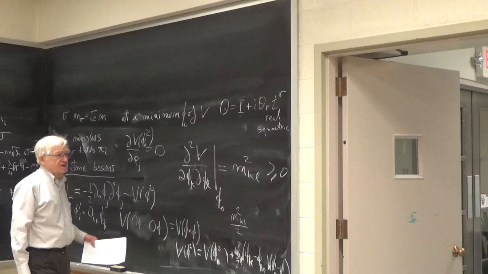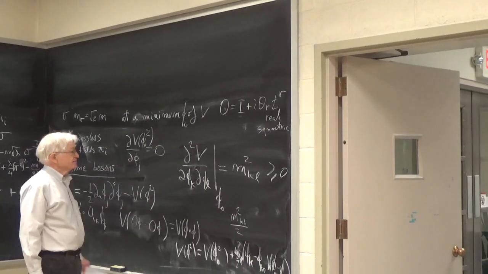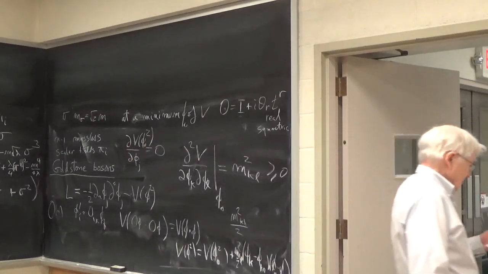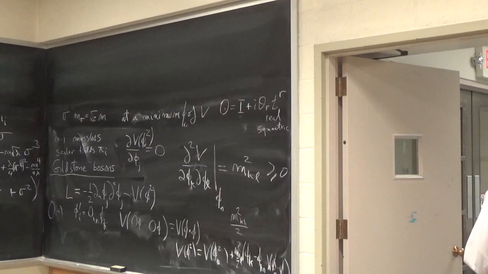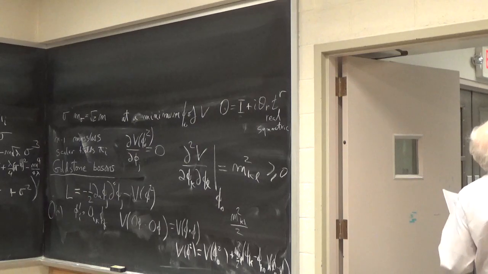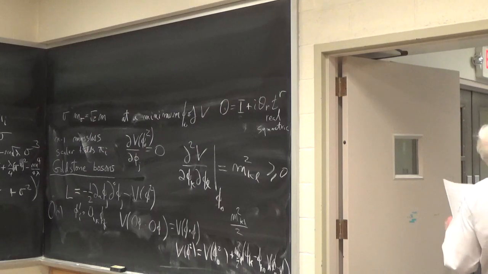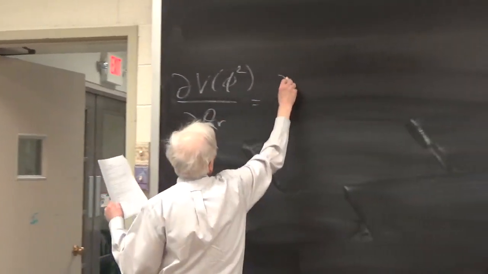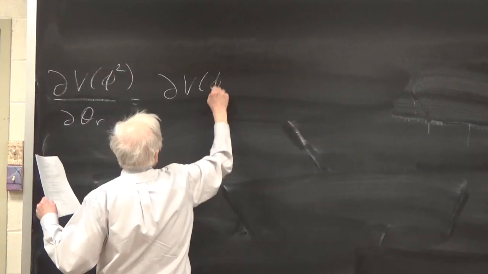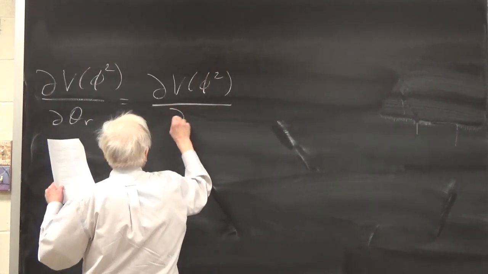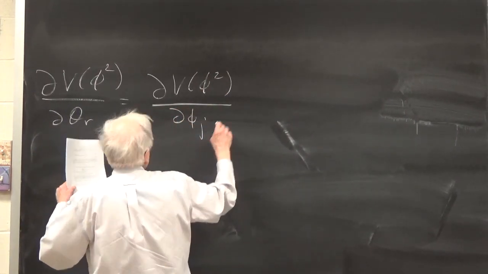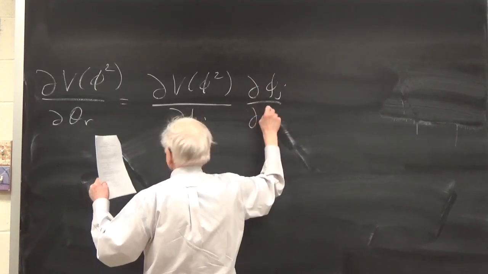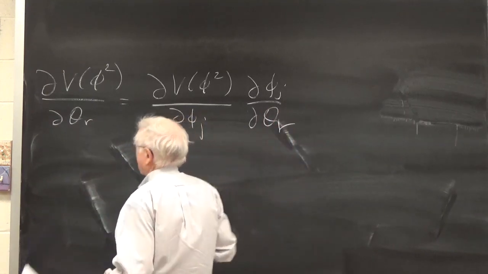In any event, they're Hermitian. And so now here's the key point. The key point is that the partial of B, let us say phi squared, with respect to theta r, is the partial of B of phi squared with respect to phi j times the partial of phi j with respect to theta r.